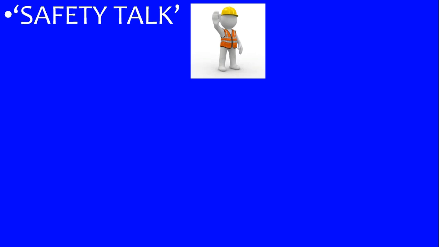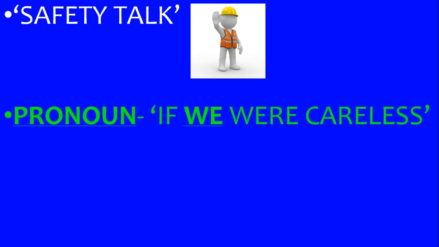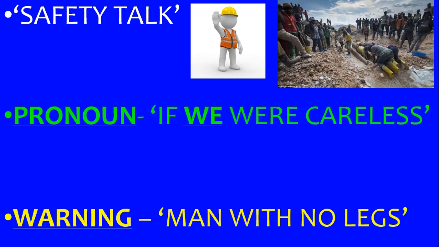Another thing is we could talk about the fact that there was a safety talk: if we were careless, and the warning, a man with no legs. The idea behind this was that if you're having a safety talk at work, it's probably going to be a dangerous job. We said earlier on, if we were careless, so it's almost the workers' fault if something happens, and also the fact they brought in a man with no legs is a warning to the workers that they must adhere to the rules.